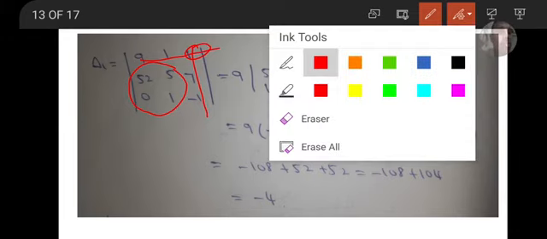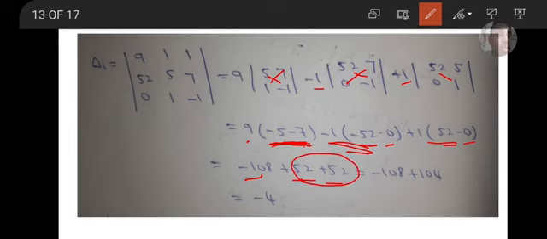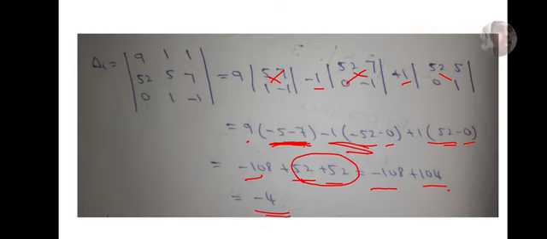So find the determinant of the 2 by 2 matrix. Here AD minus BC: 9 into minus 5 is AD, minus 5, BC is minus 7, so minus 12 into 9 is minus 108. Then minus 1 into 52 into minus 1 is minus 52, 0 into 7 is 0, so it is plus 52. Plus 1 into 52 into 1 is 52, 5 into 0 is 0, AD minus BC, so also plus 52. 52 plus 52 is 104. So minus 108 plus 104, that is minus 4, which is the delta 1 value.